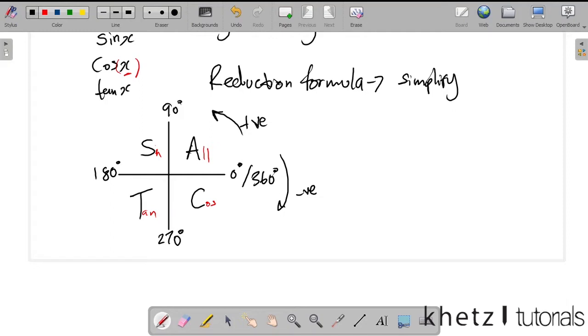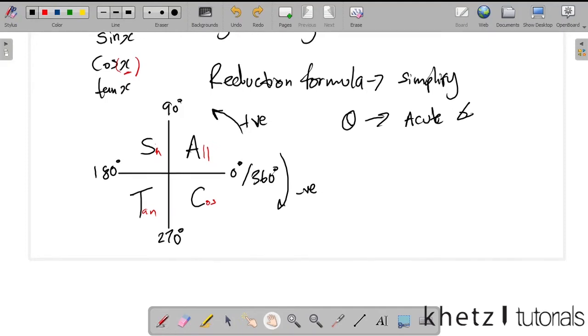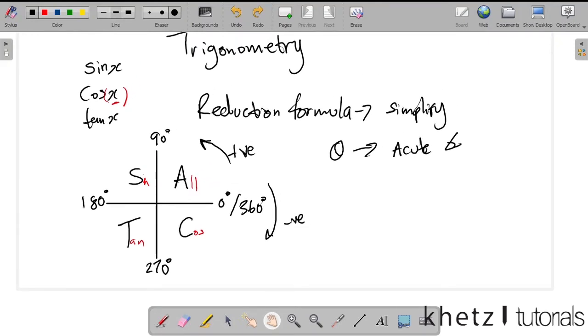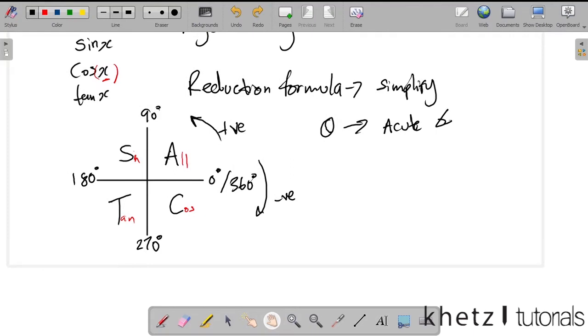So we have 4 quadrants. We don't really have to worry about this one because all of them are basically positive in that quadrant. So that quadrant would be denoted by, let's say, the symbol theta for the angle, and that would be an acute angle, and that would fall basically in this quadrant, and all of them would be positive, whether it's sine, cos, or tan. So then we're going to look at the other quadrants.